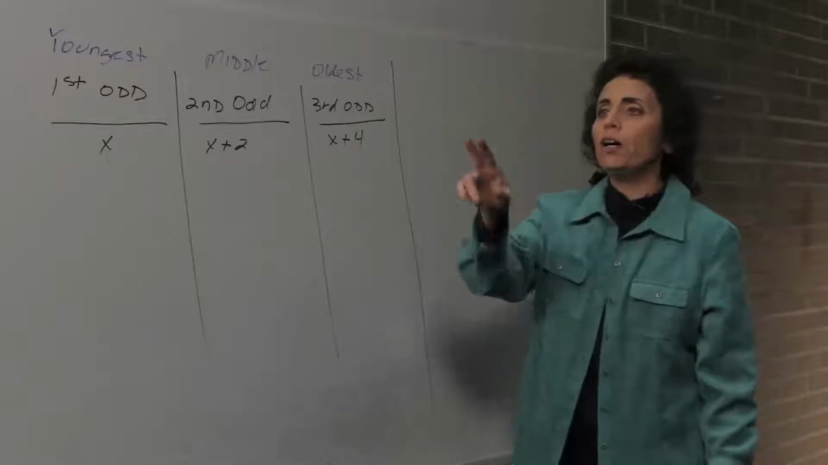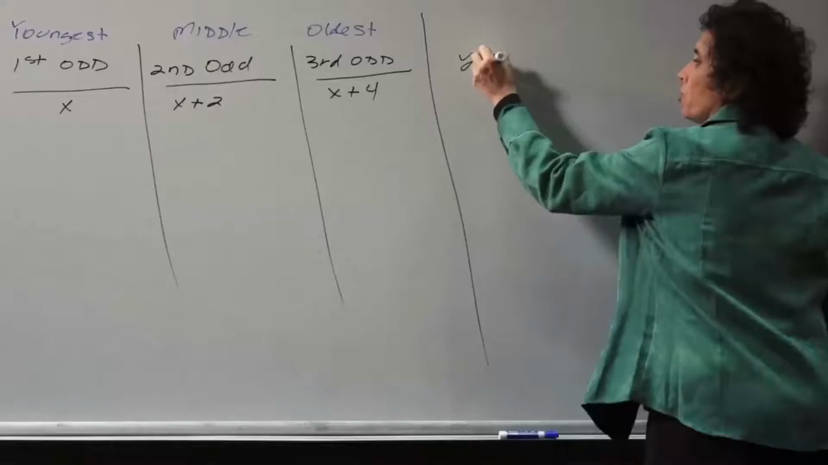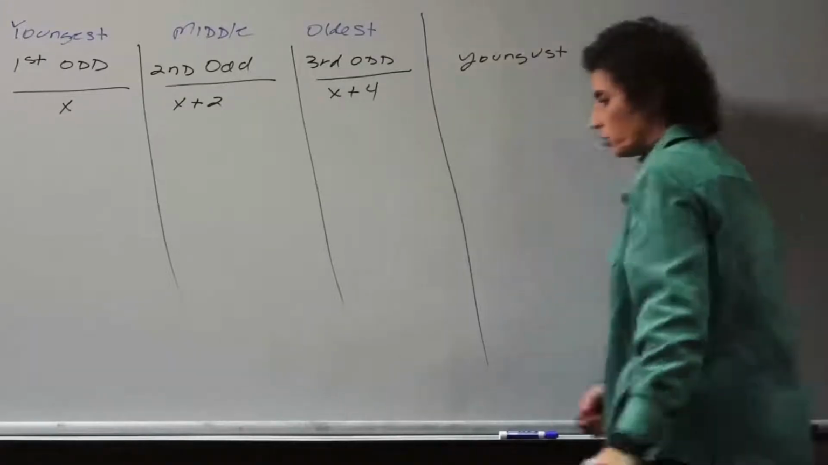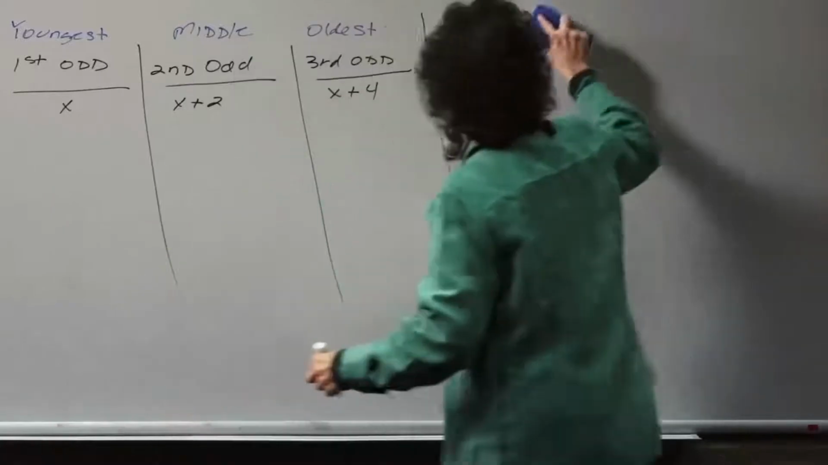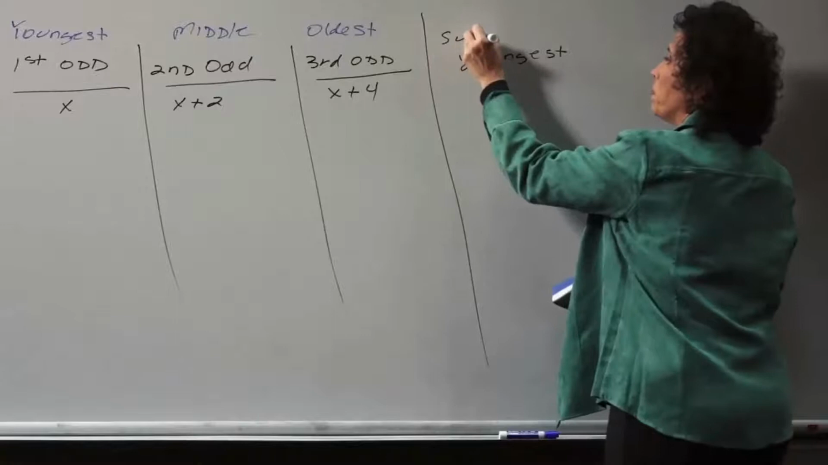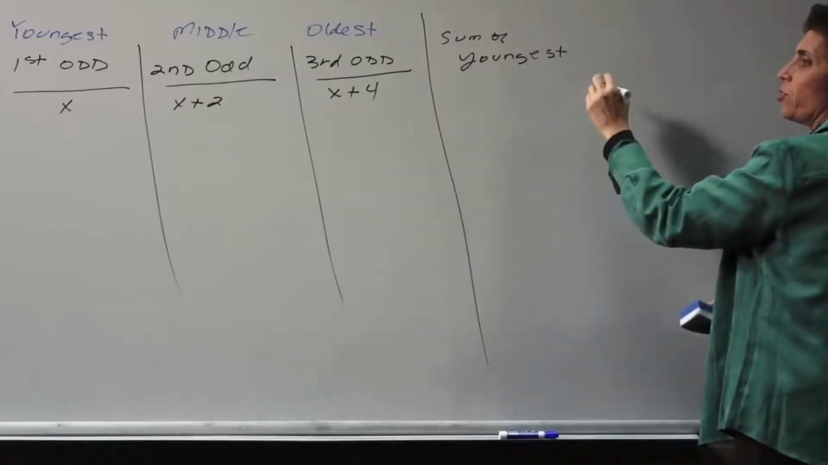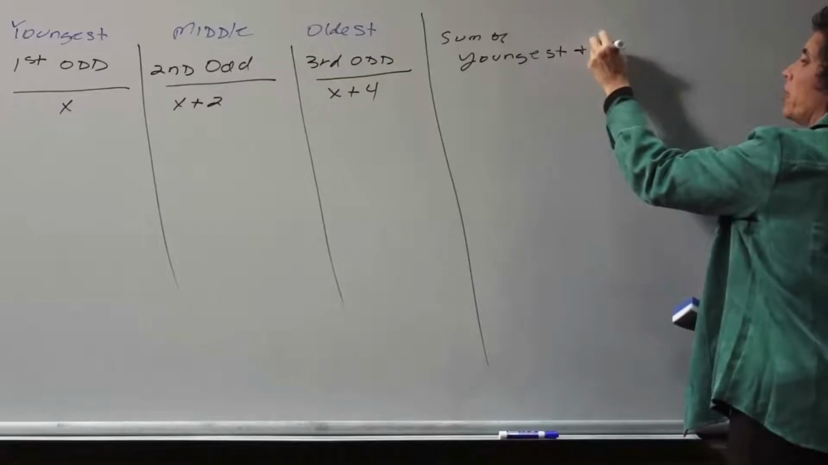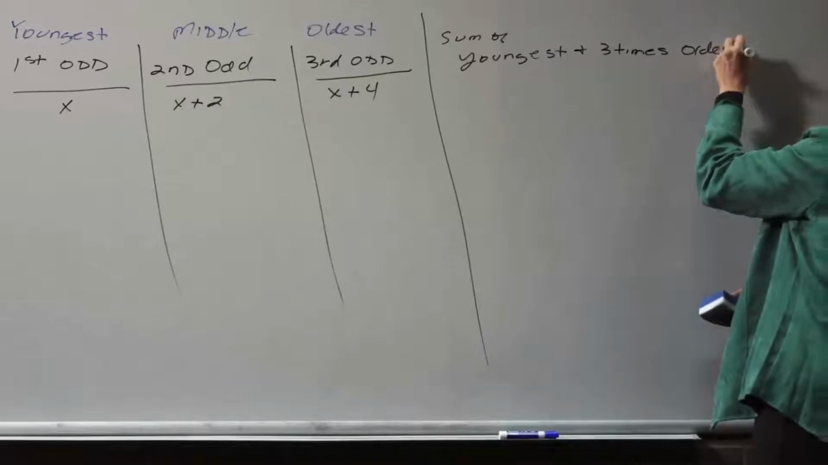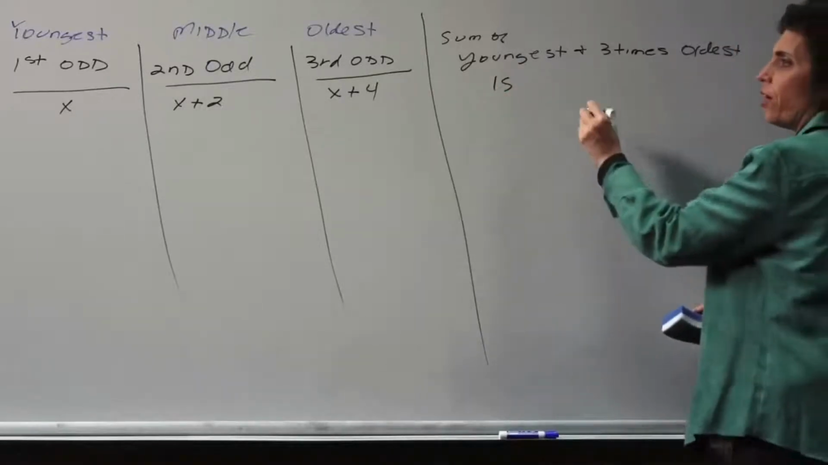The sum of the ages of the youngest. I mean, the way I speak, not the way I write. I'm going to write this down so you can see it: the sum of the youngest and 3 times the oldest is 5 less than 5 times the middle.